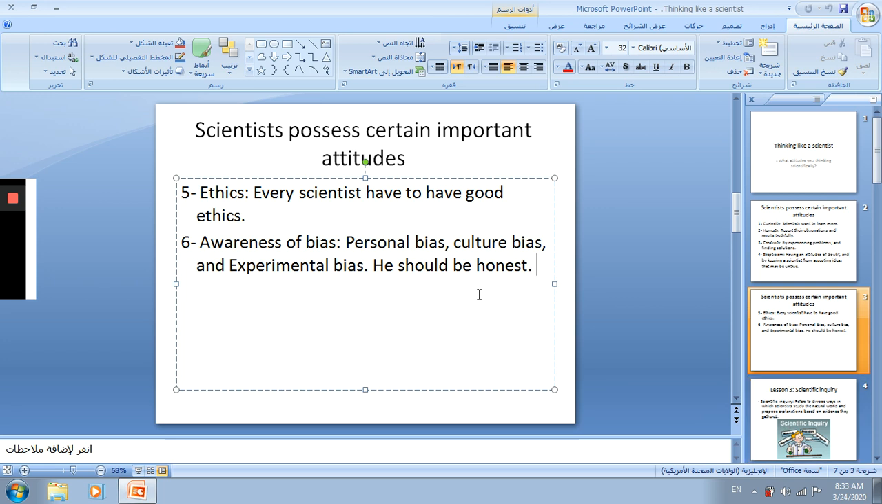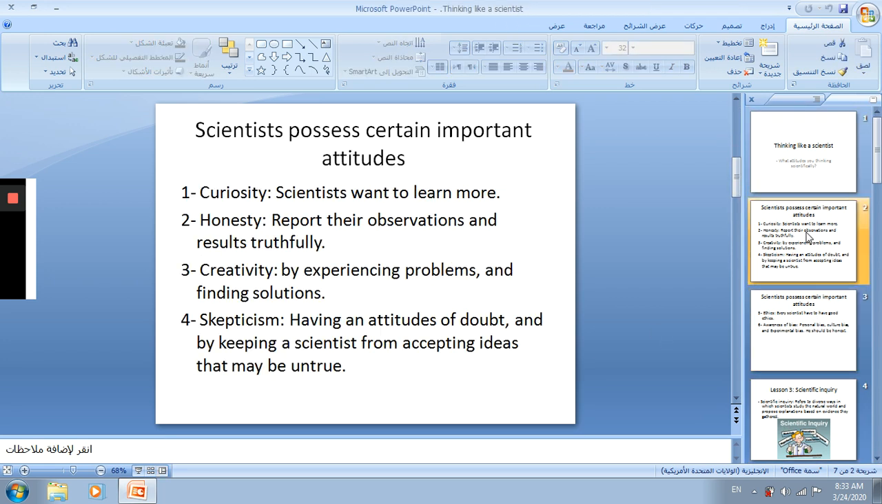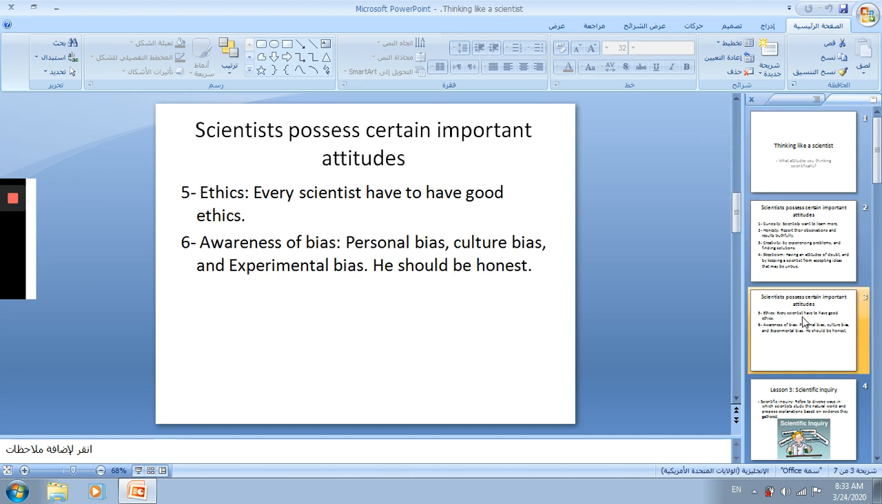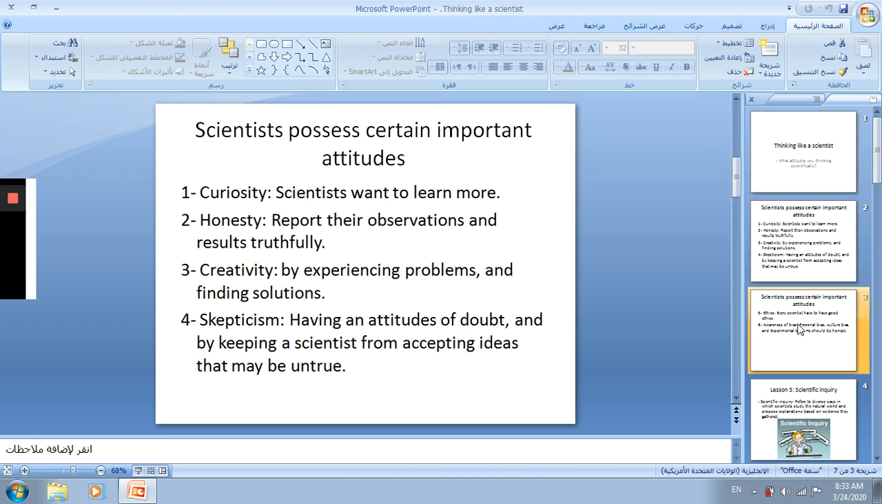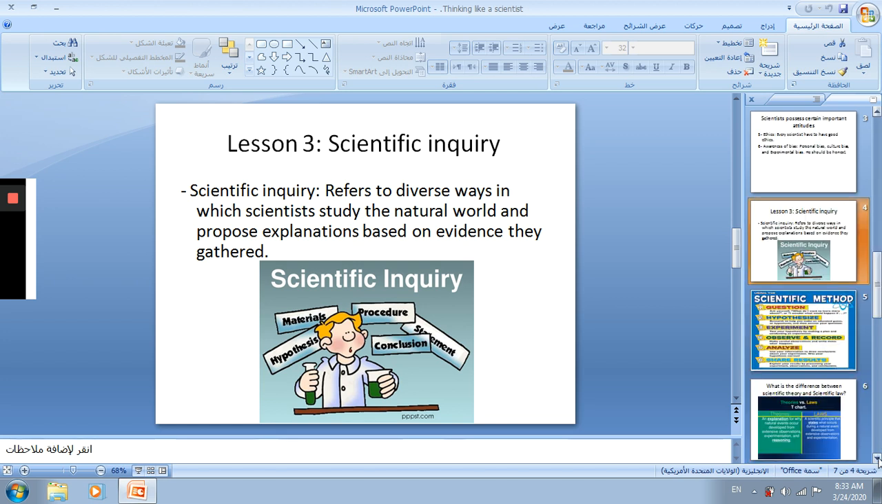So let's continue now. This is what I want from lesson 2. Everyone should study from the PowerPoint file. Okay, and let's continue with lesson 3, scientific inquiry.